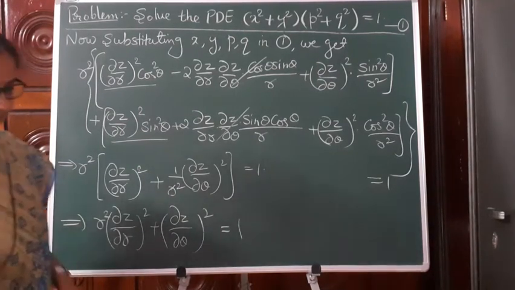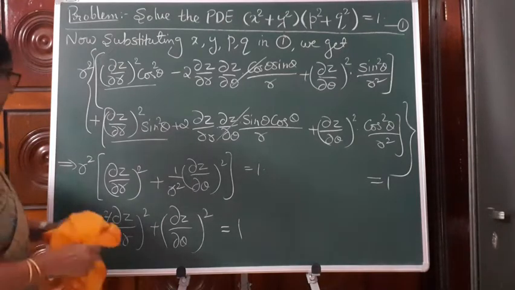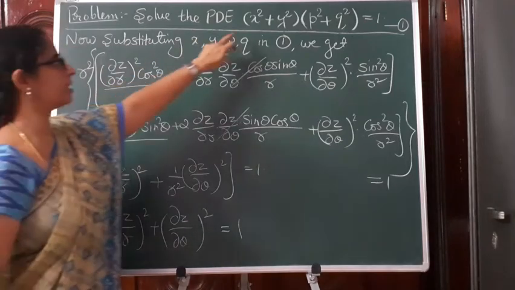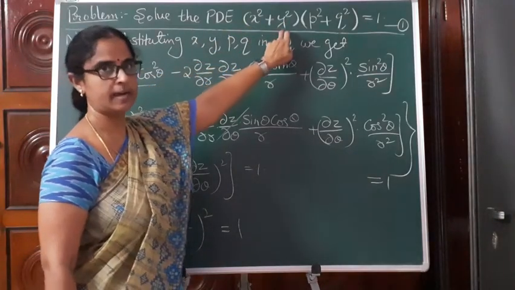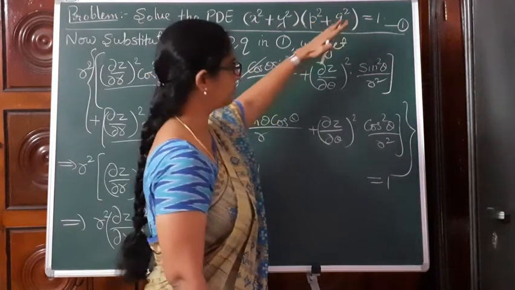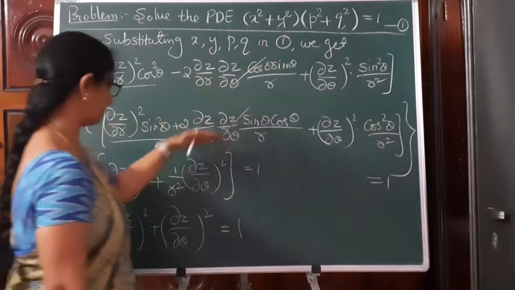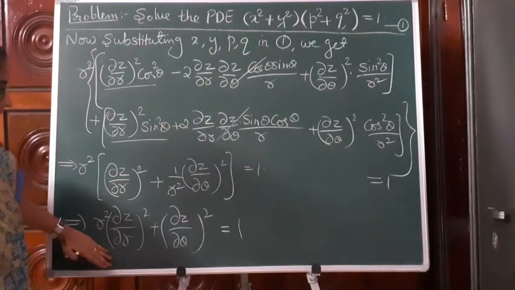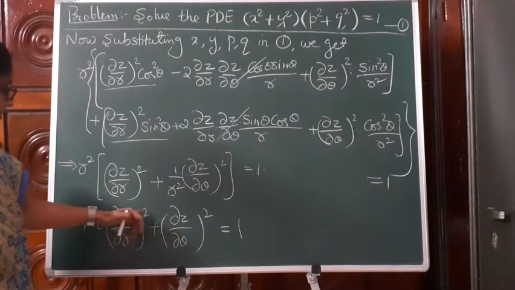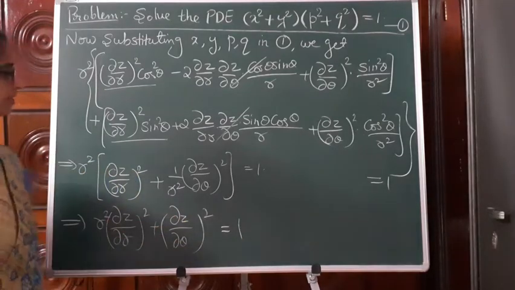Okay. Now we can write this equation as, so I will erase this. So what did we do here? We substituted x is equal to r cos theta, y is equal to r sin theta, and found the values of p and q, and substituted x, y, p, q in the given partial differential equation, and after simplification we obtain a partial differential equation which is r square into dou z by dou r whole square plus dou z by dou theta whole square is equal to 1. Now we deal with this partial differential equation.